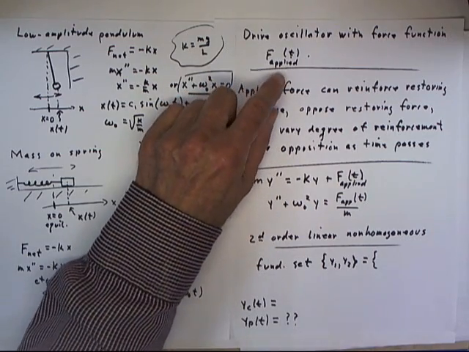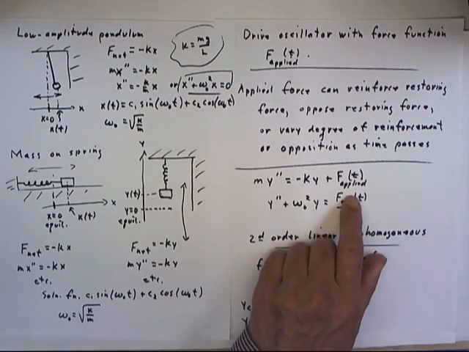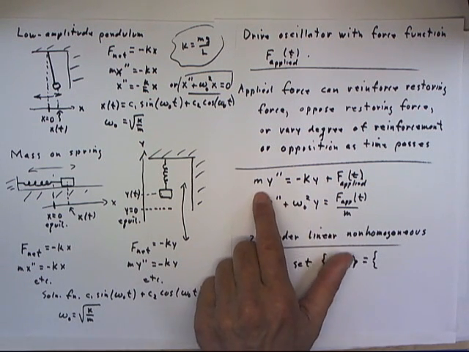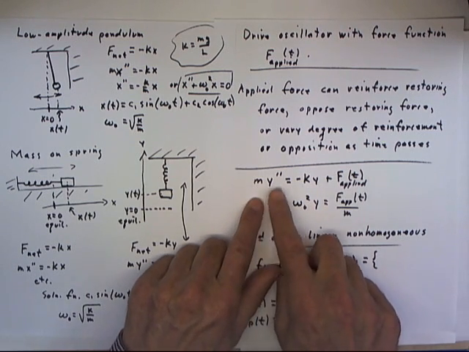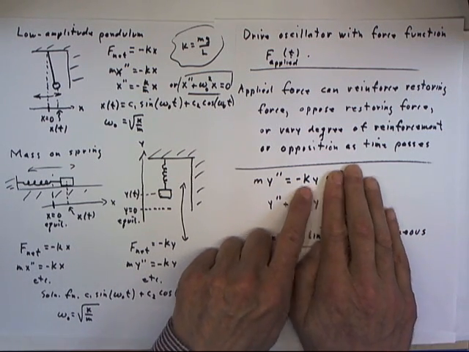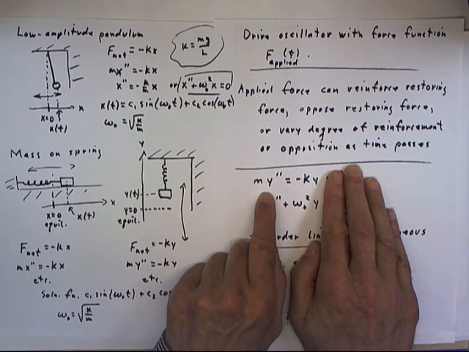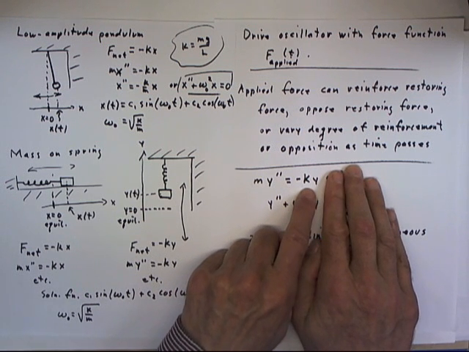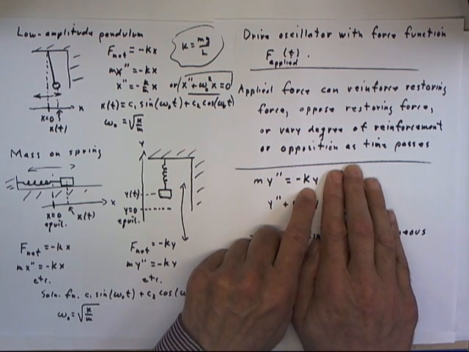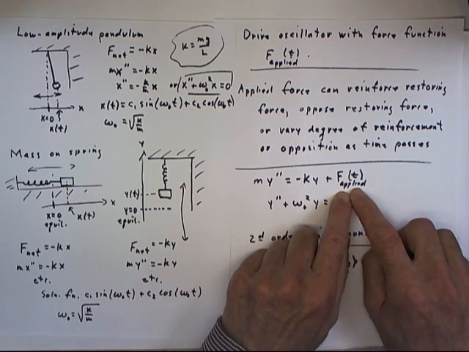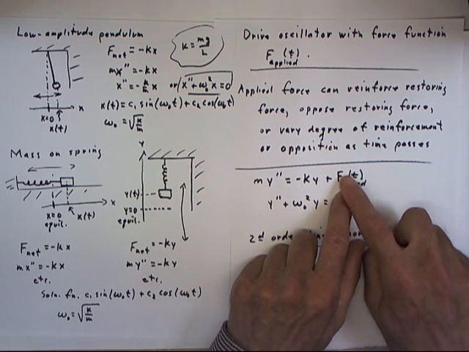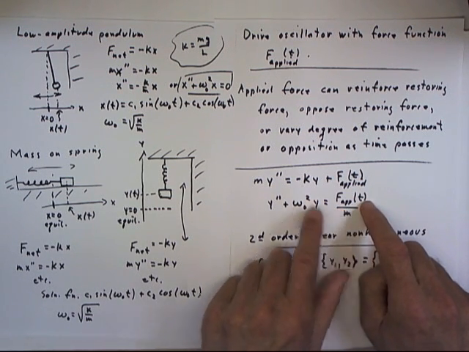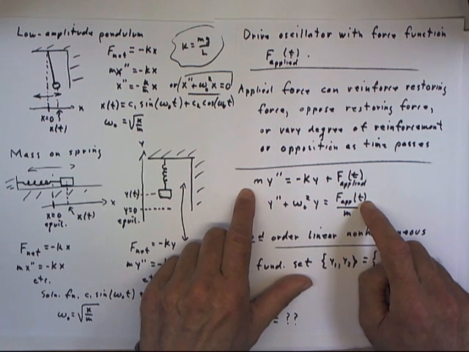So we're going to let F sub applied of t stand for whatever force it is we happen to be applying to the system. And our equation then is going to become my double prime equals negative ky. That's the net force, my double prime by Newton's second law, mass times acceleration. This is the restoring force, and that restoring force is always there. But now we're introducing an applied force, F applied of t, which I abbreviate down here by F app of t, so that our equation can be rewritten.